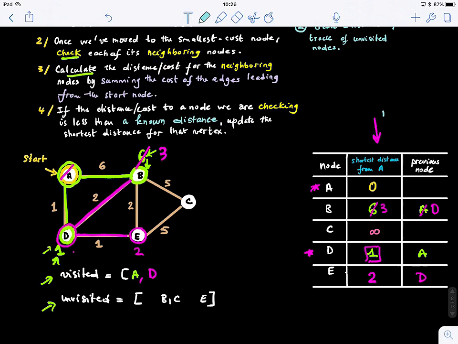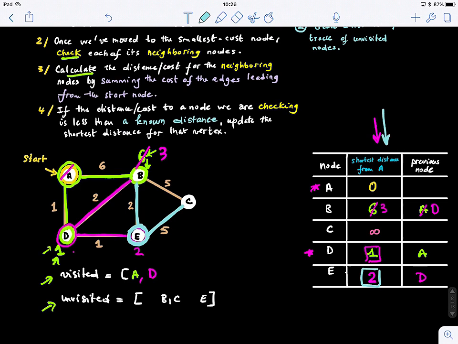So in this table, check my table, shortest distance from A. What is the shortest distance? It's 2, okay? So I select 2. This is my current node. And then I need to visit its unvisited neighbors. So the unvisited neighbors are B and C. Okay, we got it.